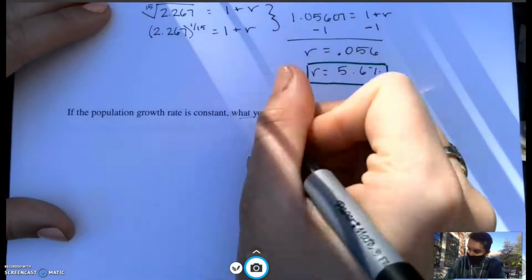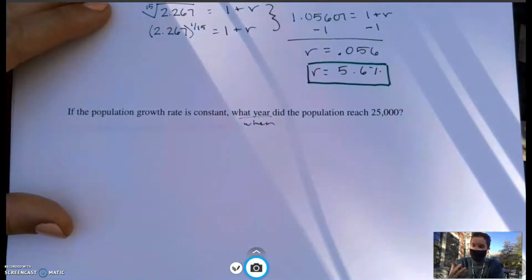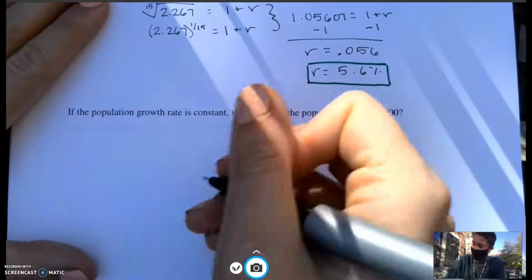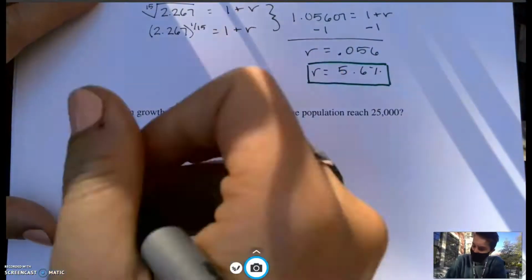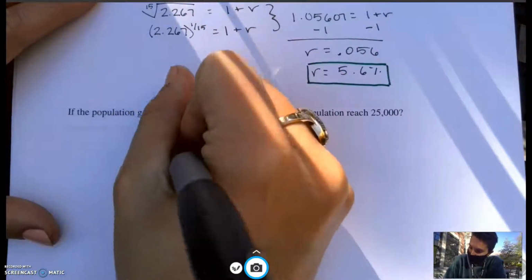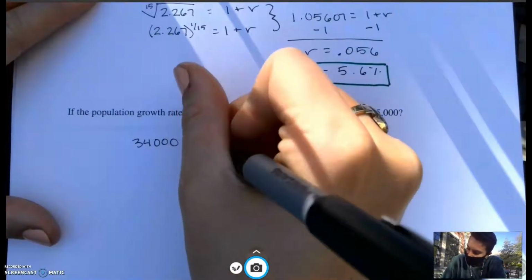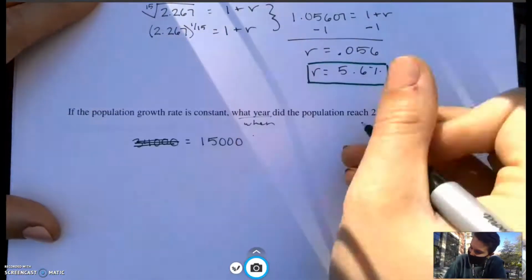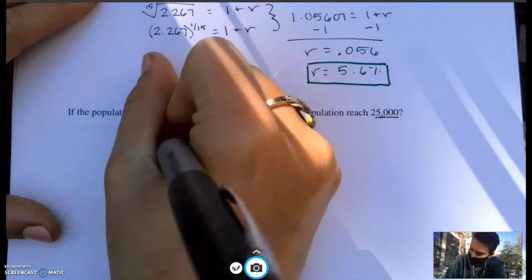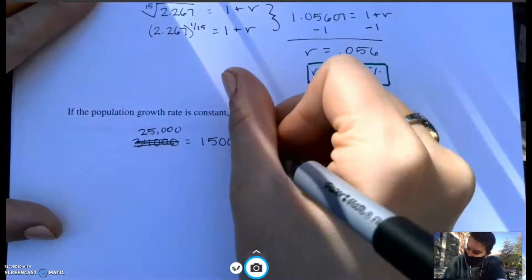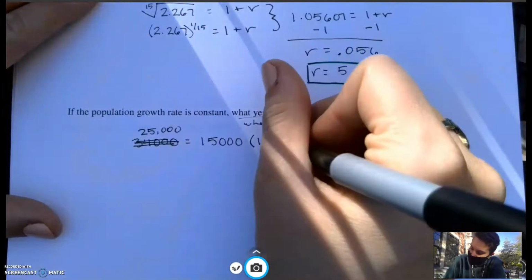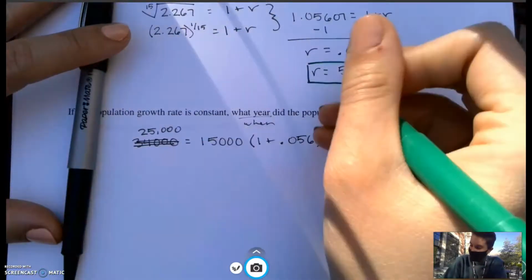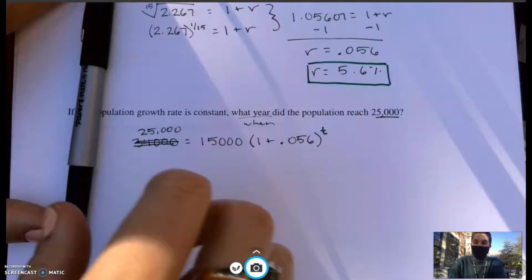Or when, right? And remember, if we hear the word when in a word problem, that means we're solving for time. So t is what we're solving for, so we have to plug in everything else. 15,000 is our start, and our end is 25,000 this time, because we're given a new end. That's what changes. 15,000 is still our start. We get 1 plus r, the r we found in the first problem, 0.056, all raised to the t. In this case, t is the variable we don't know. That's what we're solving for.